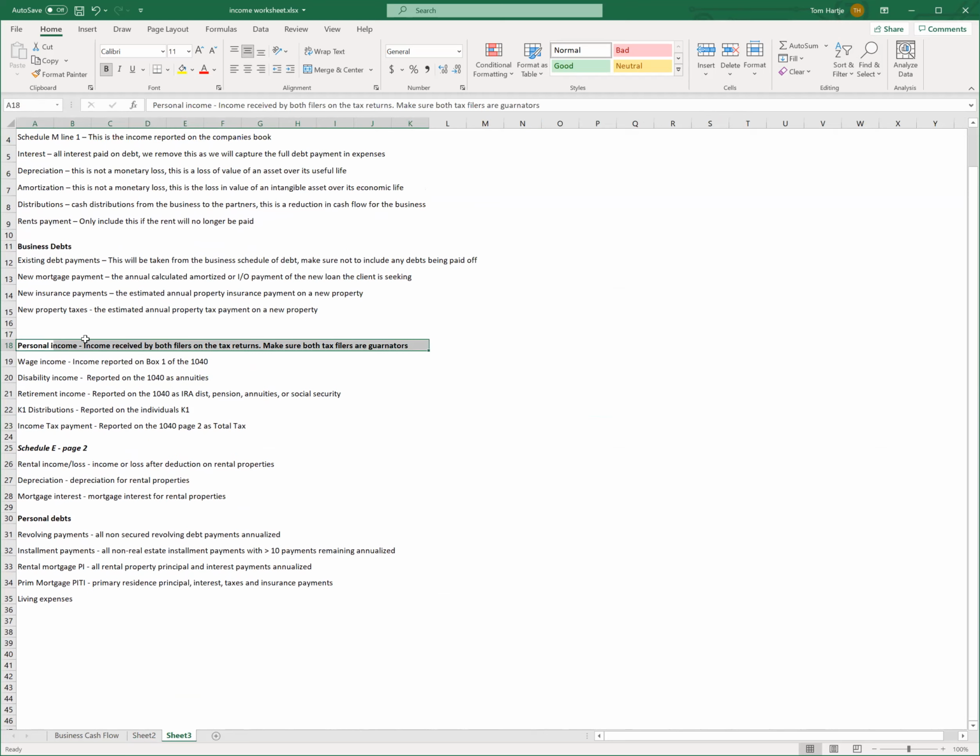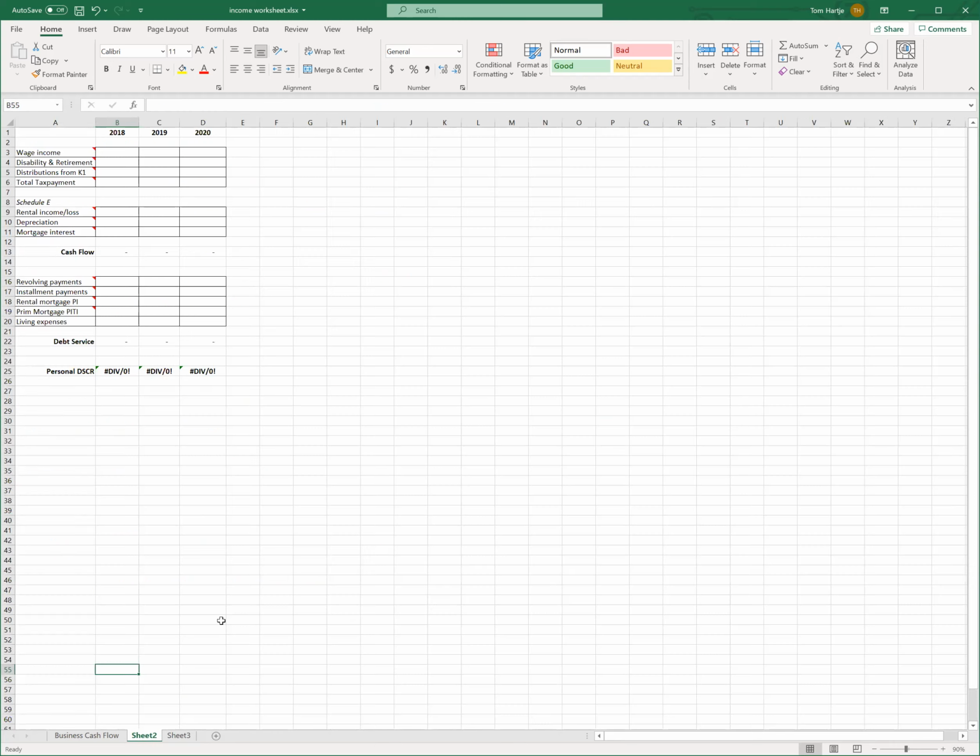income received on tax returns is from both tax filers. So make sure your tax filer is your guarantor. If you have a situation where the husband is going out to secure a loan for his business, and the wife doesn't want anything to do with it, but she's successful financially and has a job that has a good chunk of income, make sure you're not just taking that income line off of the 1040 and including it in there unless she is also going to be a guarantor on the loan.